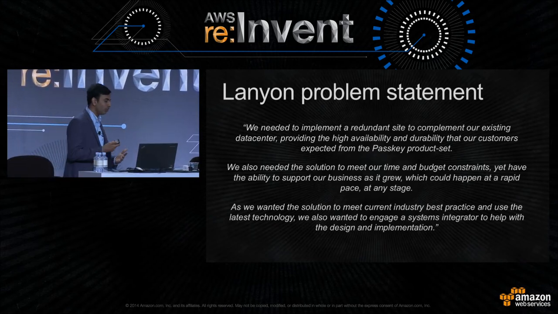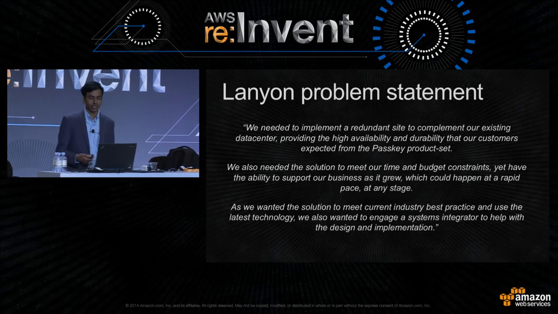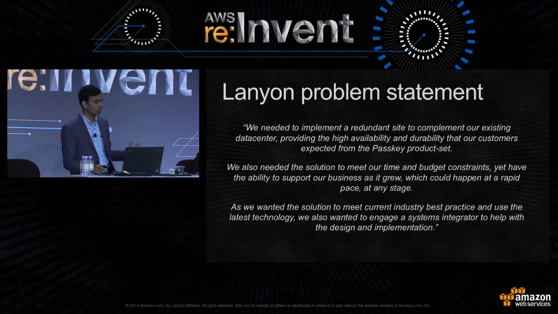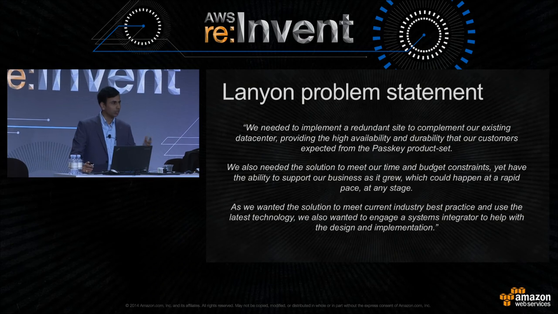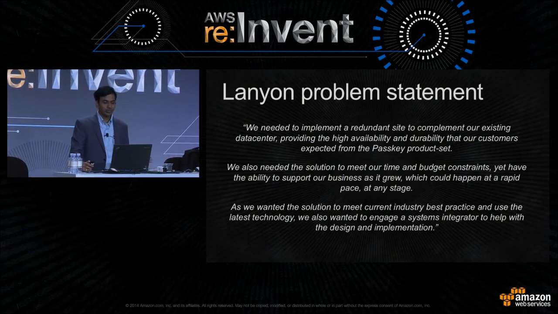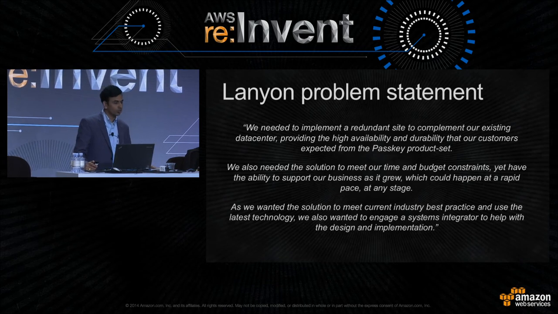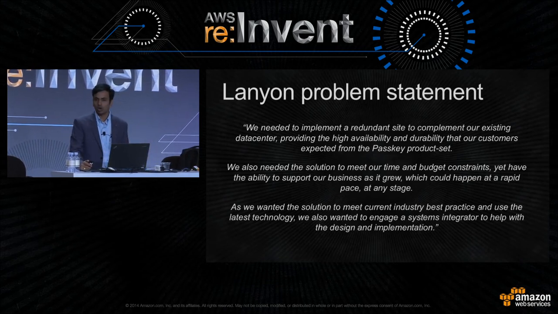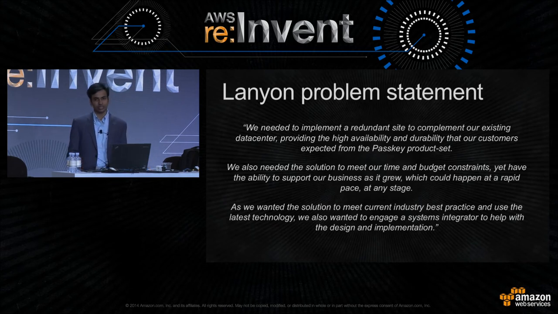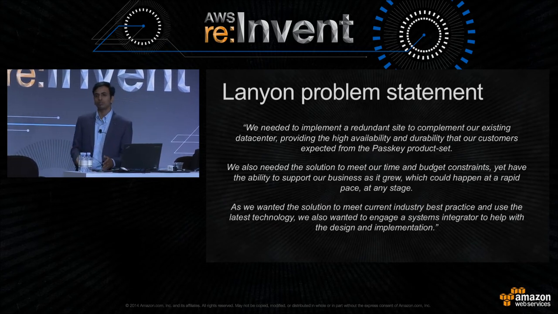When we began this engagement, we focused on three areas as part of a DR solution. The first one was that it has to be highly available and durable so that customers of GroupMax or Lanyon can get the most out of their actual products. Customers are always happy when it is available. High availability is the main key aspect here. The second thing is that it has to be within the time and budget constraints. It should not be cost prohibitive to implement.